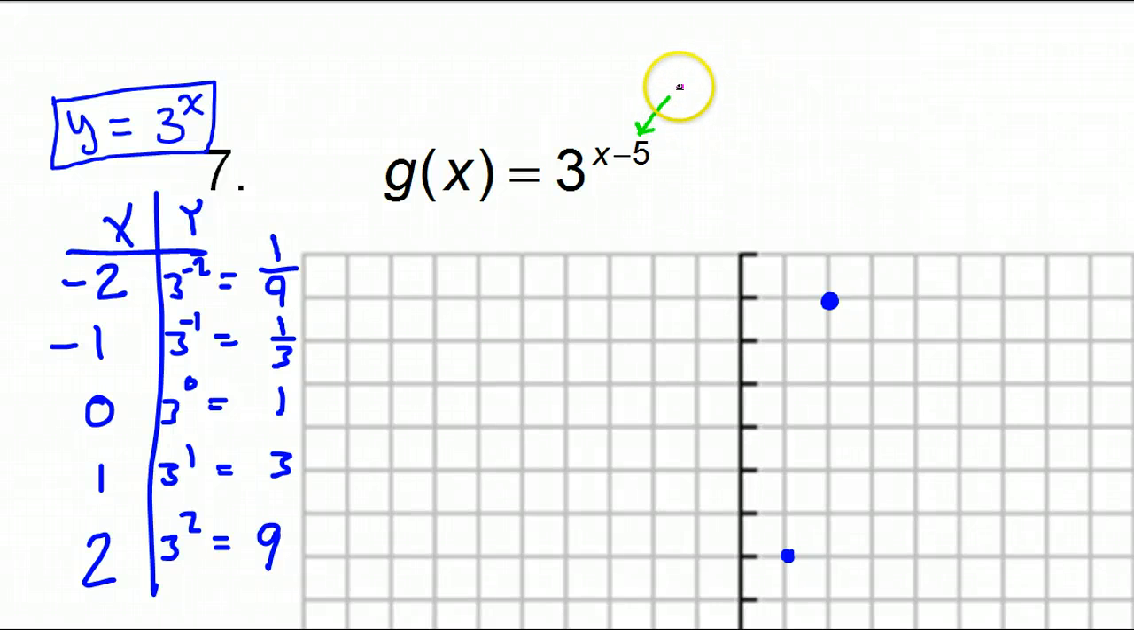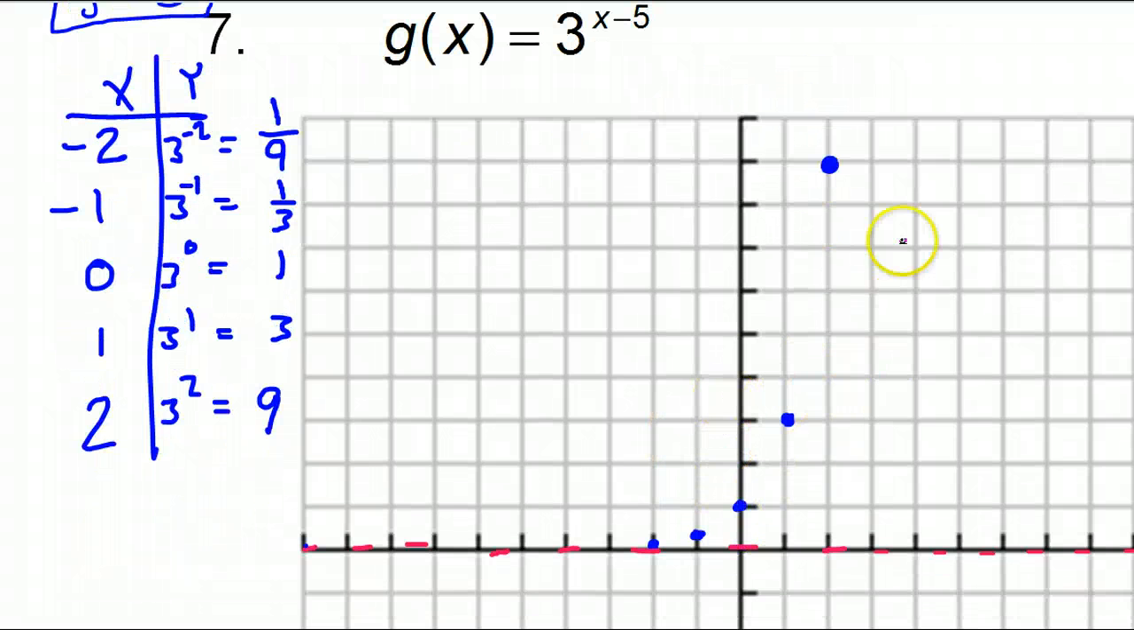Well, hopefully you said this is going to move us to the right by 5. When you're adding and subtracting in the exponent, that's always going to be a left-right motion. And it's kind of the opposite of what you would think. So minus 5 will actually be a shift to the right 5. Okay, so all I need to do is take these values and shift them to the right by 5. And there you go. So these green dots will be my guide for when I draw the actual function 3 to the x minus 5 power.